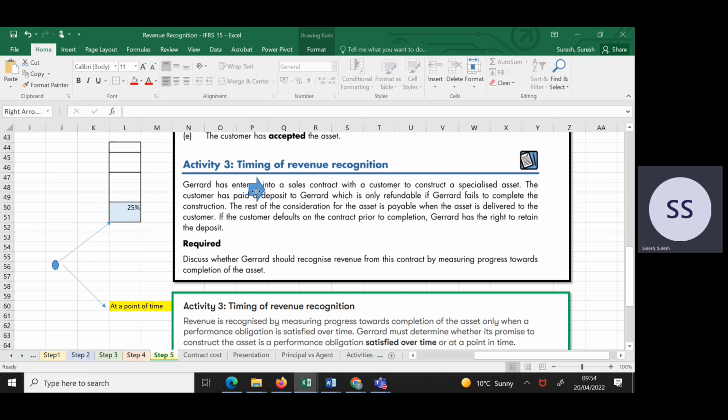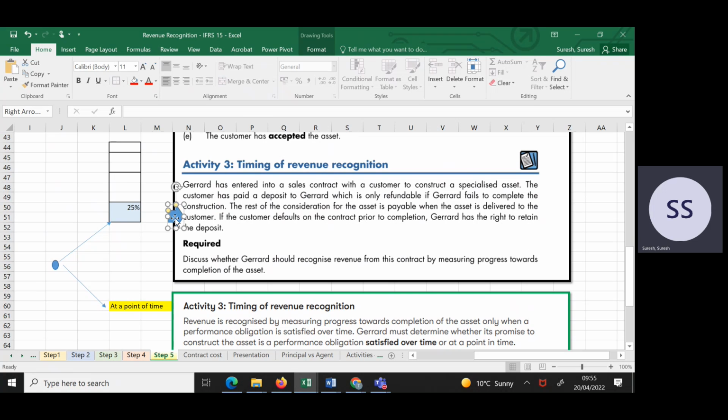He becomes entitled. That means the performance will be considered as completed only at the point of time when that chair is completed and given to you, right? So then if we move on, the rest of the consideration of the asset is payable when the asset is delivered to the customer. So it's this second particular point, it's proof further of what I've said here, right?